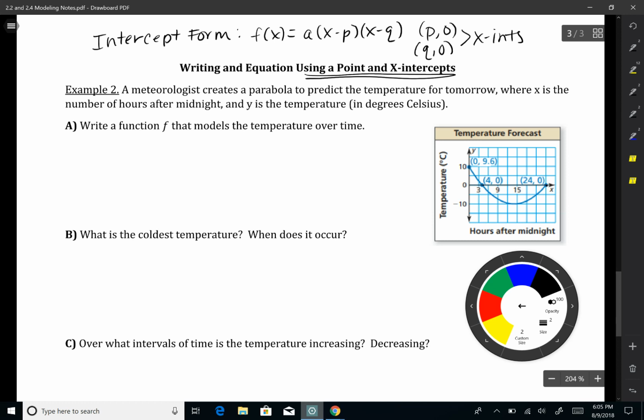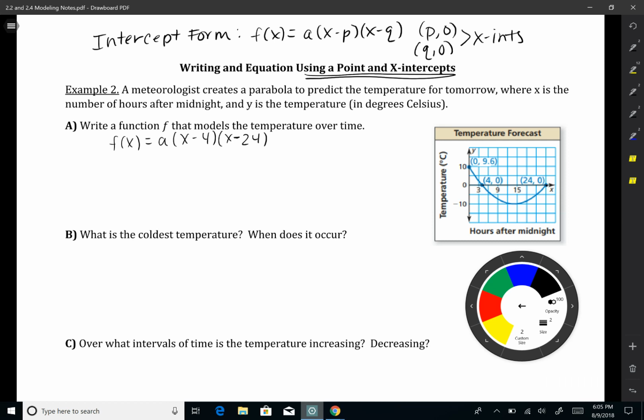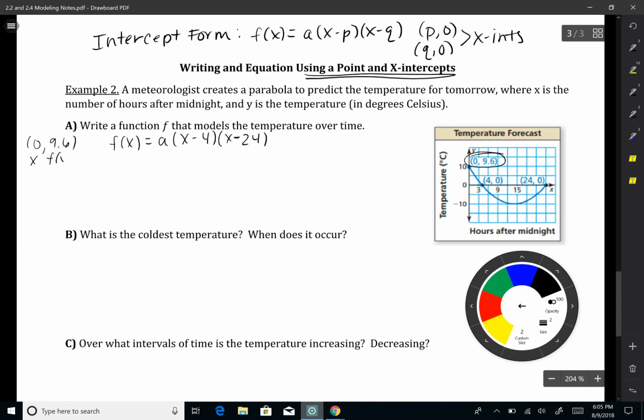Those 2 points are our x-intercepts. So I know that my p and my q are 4 and 24. So if I plug those into my intercept form, I would get f(x) = a(x - 4)(x - 24). Just like before, we need to figure out what a is, and that's when we use the other point that's given to us. So that point (0, 9.6) gives us an x and an f(x). So I'm going to put 9.6 in for f(x) and 0 in for my x's.